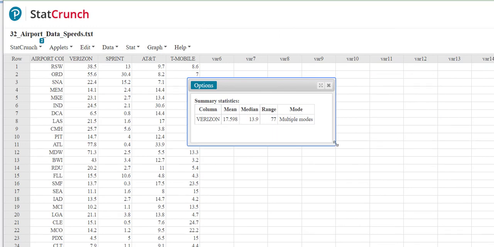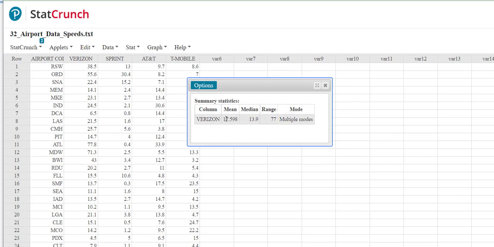So the mean, which we had already seen from the histogram, is 17.598. The median is 13.9. The range is 77. It says 77, but I believe the highest value is 77.8. And then it says multiple modes. So that means that there are more than just one value that repeats. So this has multiple modes.